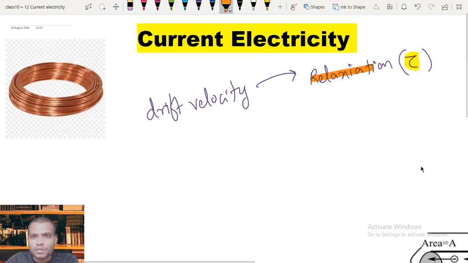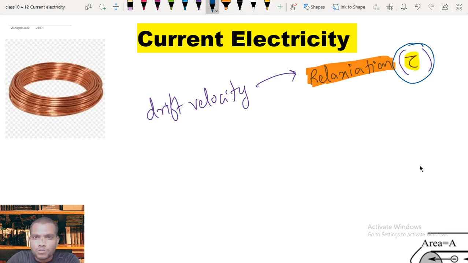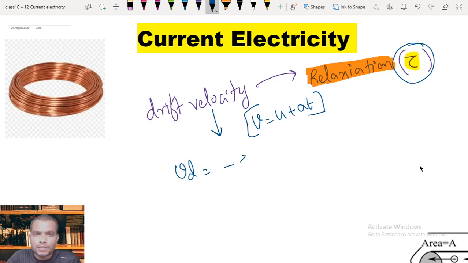So this is important. Please keep this word in the back of your head, because by the end of today's class, you will understand the importance of relaxation time. By using relaxation time, we use the first equation of motion, v equal to u plus at, to derive drift velocity. So drift velocity equal to minus e E tau upon m. This is the mathematical expression for drift velocity.